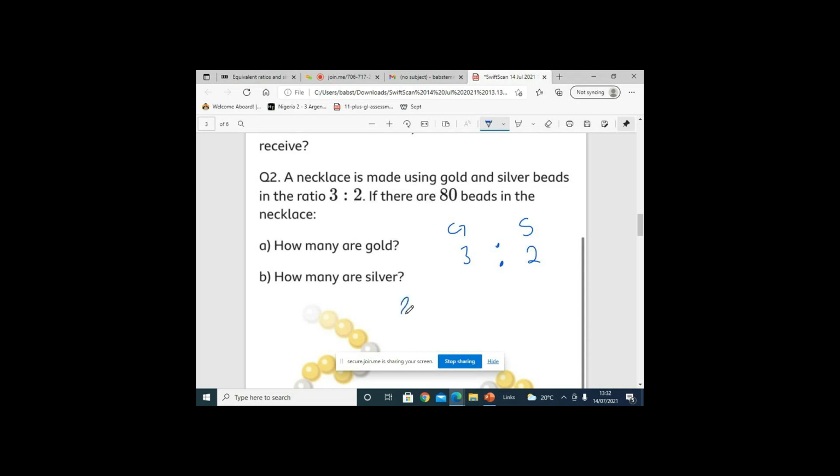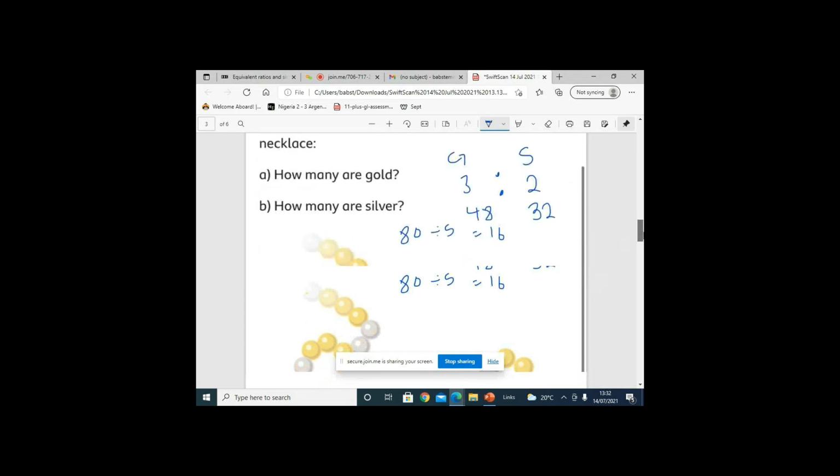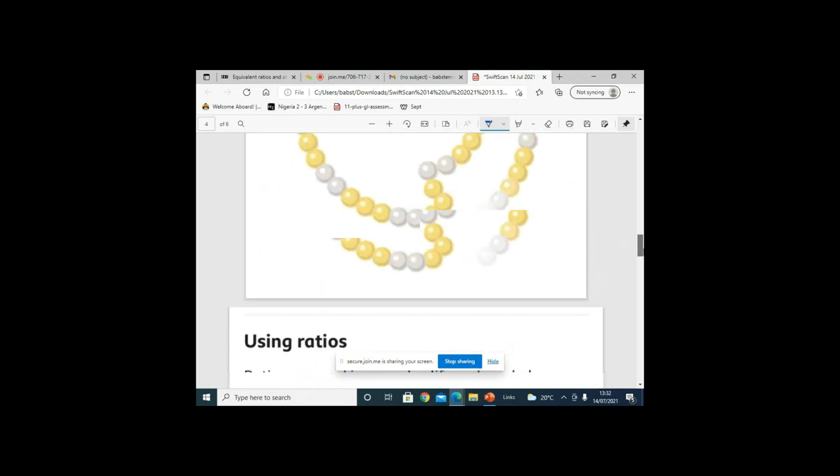Just add the ratios together. 3 plus 2 is 5. 80 divided by 5 is 16. Then you multiply by 16. 2 times 16 is 32, and 3 times 16 is 48. So gold will be 48 and silver will be 32. I did it wrong. Okay. So 32, yeah, alright.